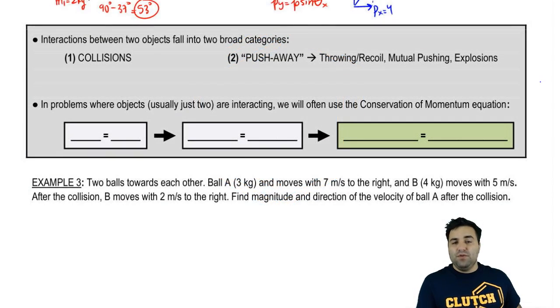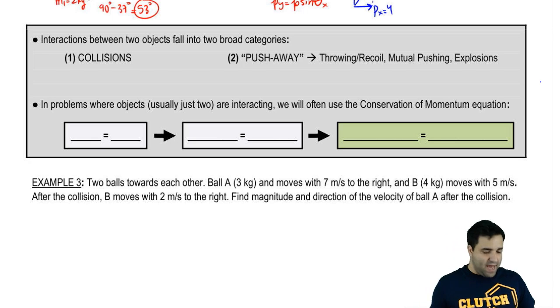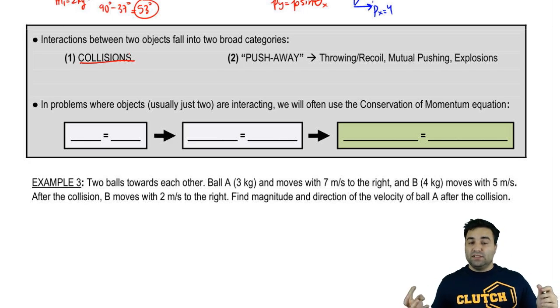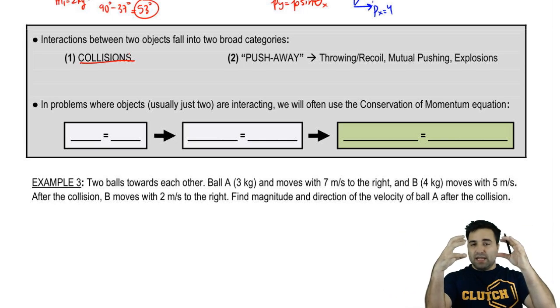Hey guys, so continuing here, you might remember I mentioned that collisions are the most typical type of conservation of momentum problem. But there's really two broad categories. It says here interaction between two objects will fall into two broad categories. One is collisions, and this is very straightforward. Objects collide when one goes against the other.